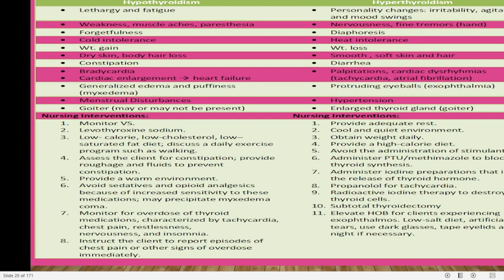In terms of nursing interventions, what are you supposed to do as a nurse? For hypothyroidism, you're supposed to monitor vital signs. You're supposed to administer the main drug, that is levothyroxine sodium. You're supposed to advocate, since this patient has weight gain as a result of decreased production of T3, T4.